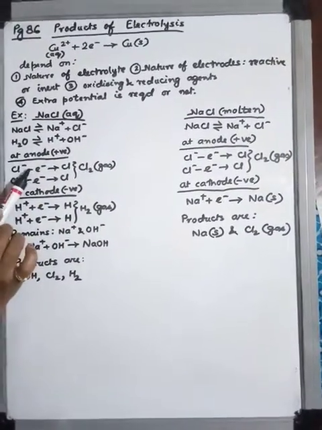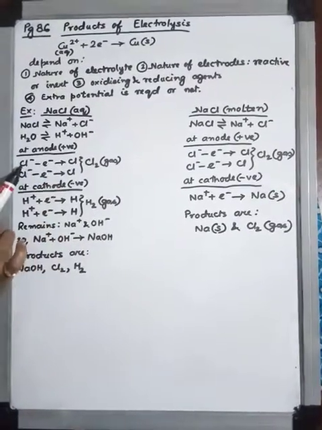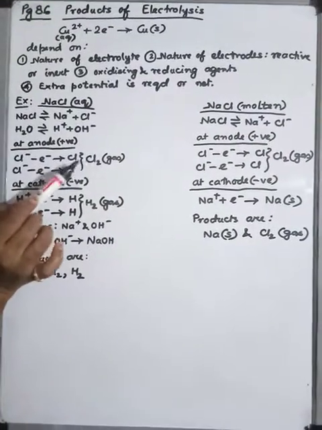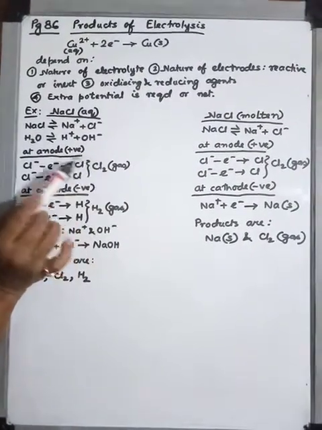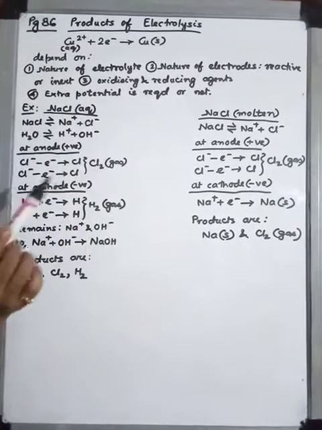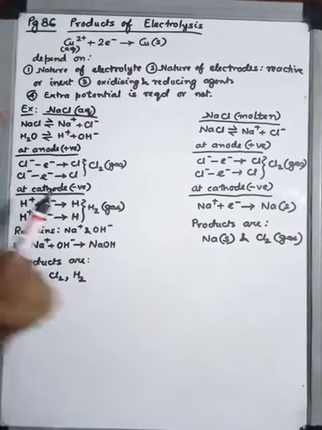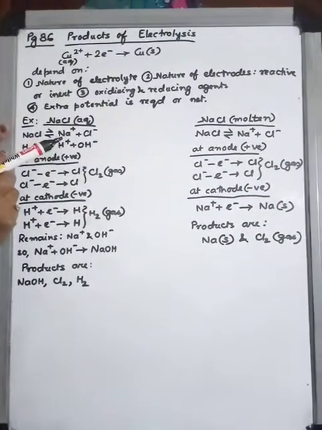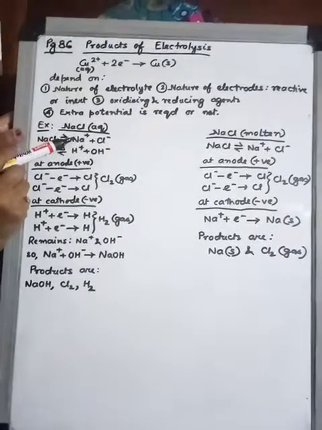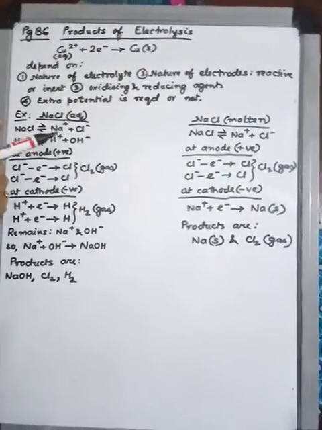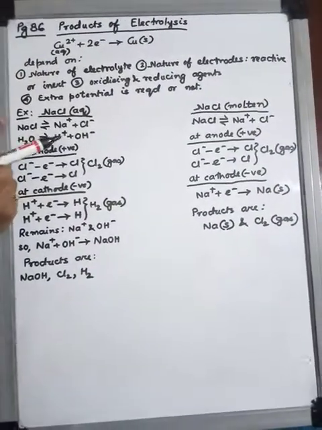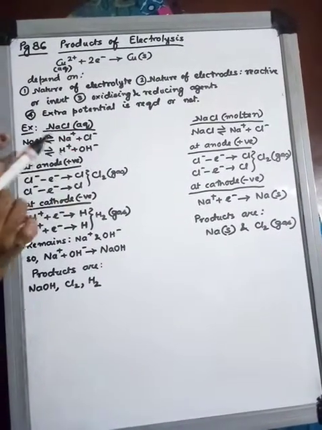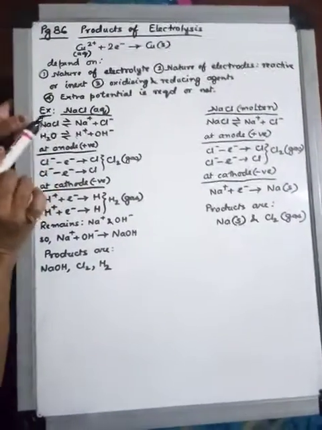So Cl- will give out one electron and become Cl. Two of them together, a Cl each, will combine to form Cl2 gas. So at the anode we are getting Cl2 gas. Now what happens at the cathode? At the cathode also there are two competing cations. You have Na+ and H+. Again, between Na+ and H+, H+ is the smaller cation. So always the smaller one wins. H+ being smaller will win, and Cl- being smaller won at the anode. The other one will remain in the solution.